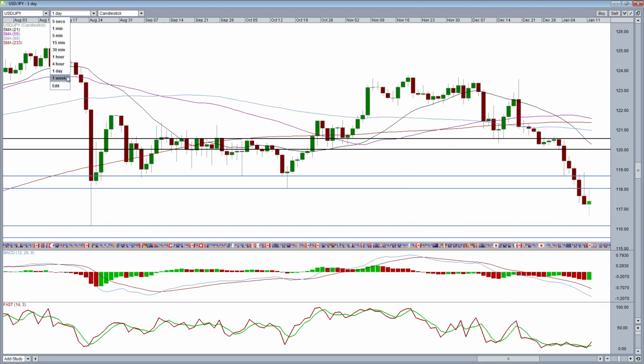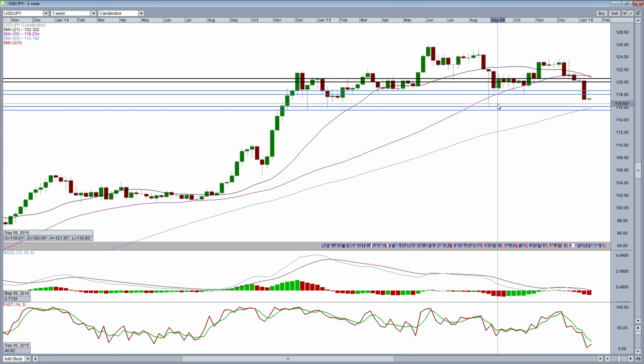This is the next key level of support for this dollar yen pair, and all you have to do is look at this to see how important it is. It was a notable level of support back in December of 2014, in January of 2015, in August of 2015. It's a clear support here.